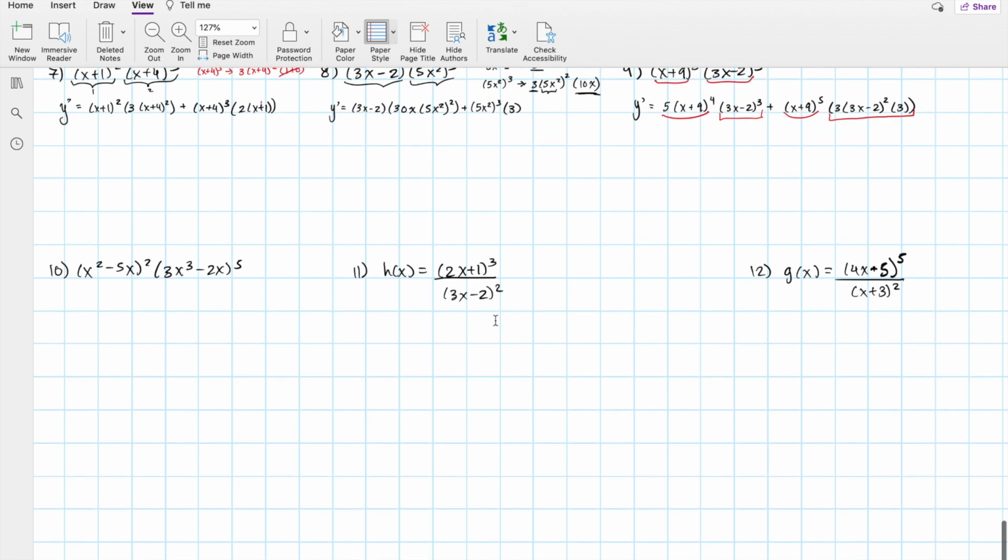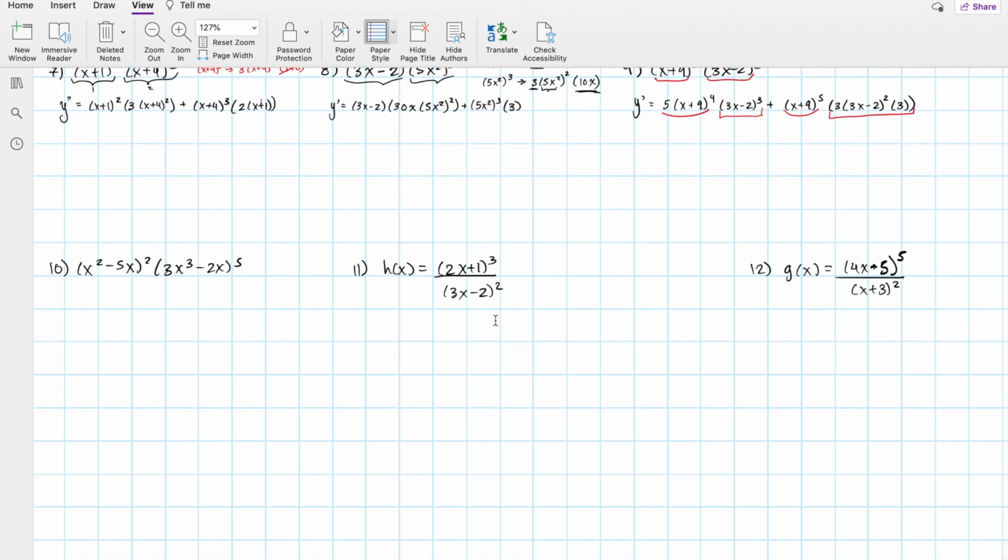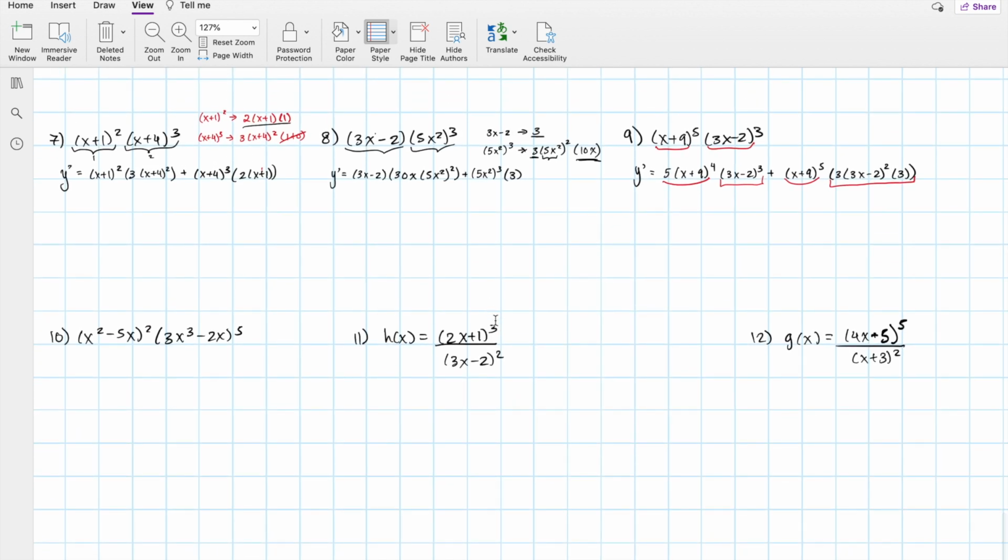Great. Okay, last 3. Number 10. Again, y prime. I think for this one it really would be useful to break them down. So let's say this is term 1 and this is term 2.